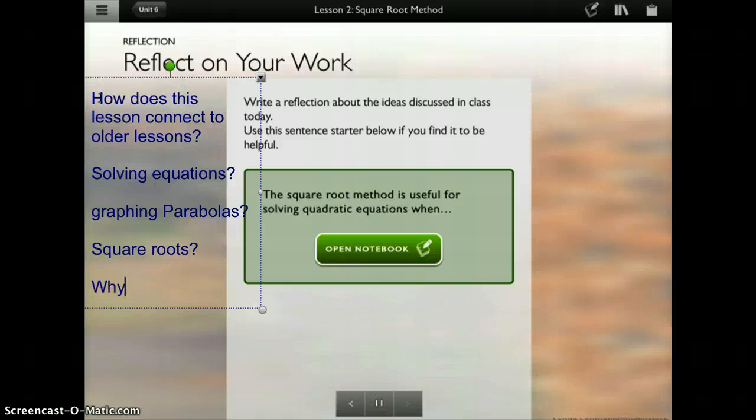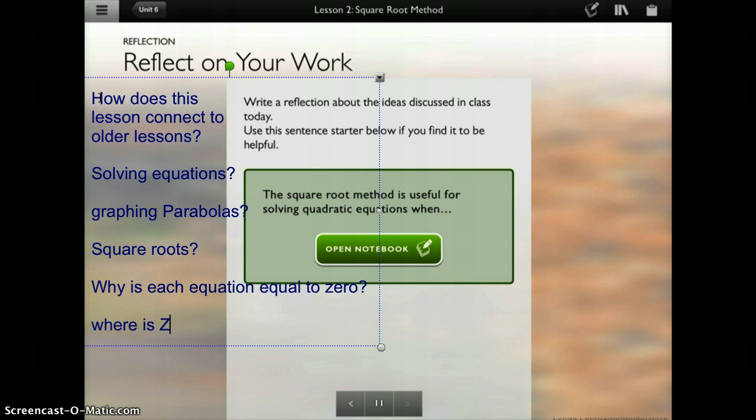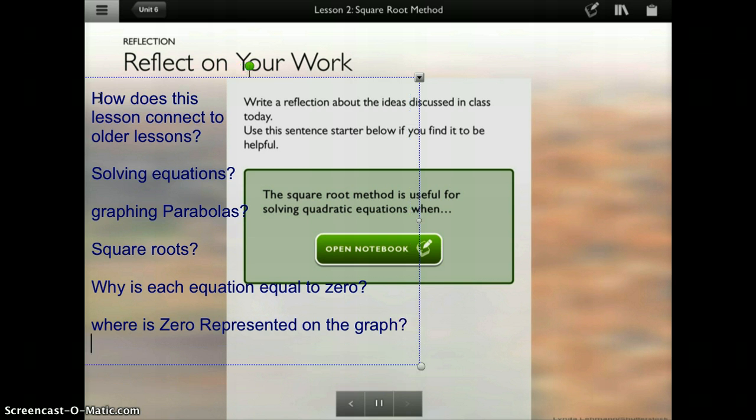Why is each equation equal to 0? Wow, my spelling is bad. And where is 0 represented on the graph? Maybe even, what are other names for zeros? Okay, so all these things will probably help you write a little bit more about your reflection on your work.